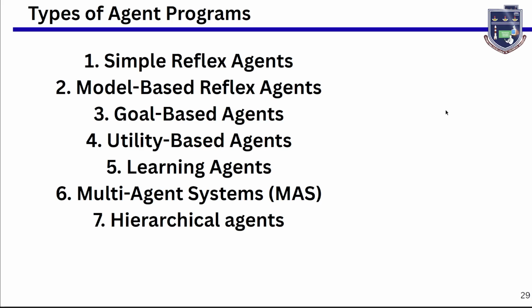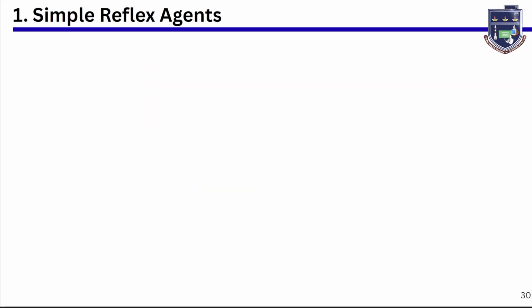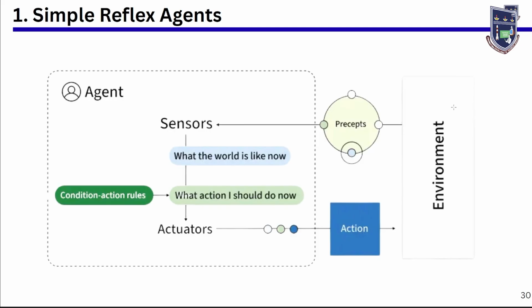So next we will move into the types of agents. Here we have the various types of agents listed. The first one is simple reflex agents. Simple reflex agents act based solely on current perceptions using condition-action rules. These agents respond directly to stimuli without considering past experience or potential future states. They operate on basic if-then logic: if a specific condition is detected, execute the corresponding action.